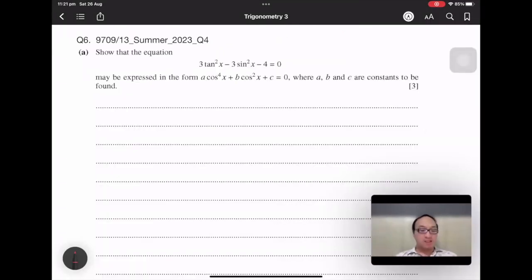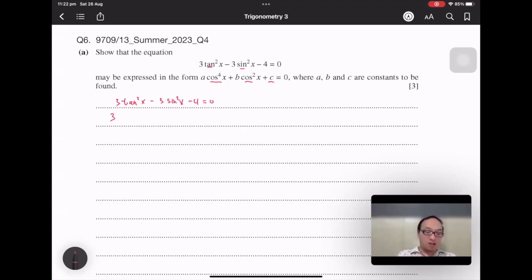6. Show that the equation 3 tan²x − 3 sin²x − 4 = 0 may be expressed in the form of cos⁴x, cos²x, and a constant. So we have to change the tangent and sine into cos. So we have 3 tan²x − 3 sin²x − 4 = 0.